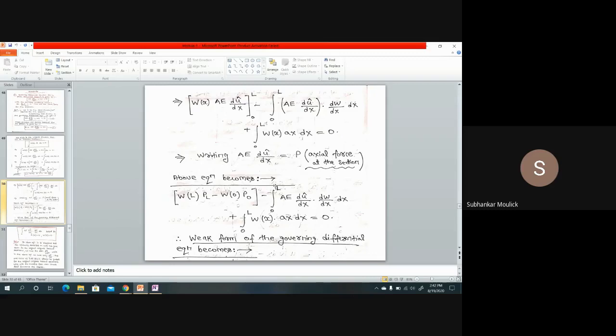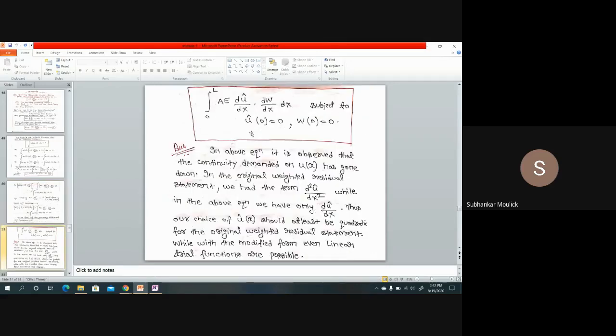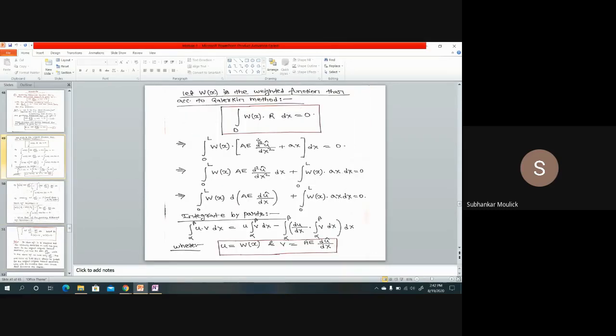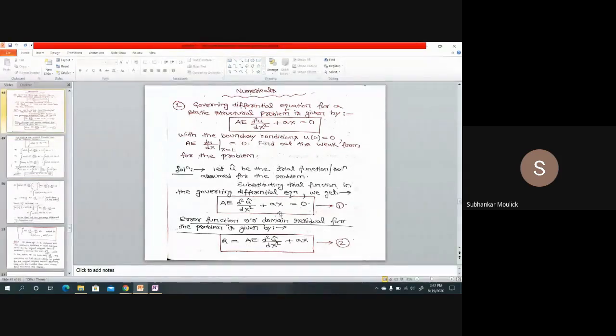Fine. So this particular term, integral 0 to L A into E du cap over dx into dw by dx into dx, is the weak form of your given problem. Likewise, I can give you any kind of differential equation. The process will be similar. You have to find the weak form of any given differential equation, whether it is a heat transfer problem, fluid flow problem, or static structural problem. This is the step by which you convert a strong form into weak form.